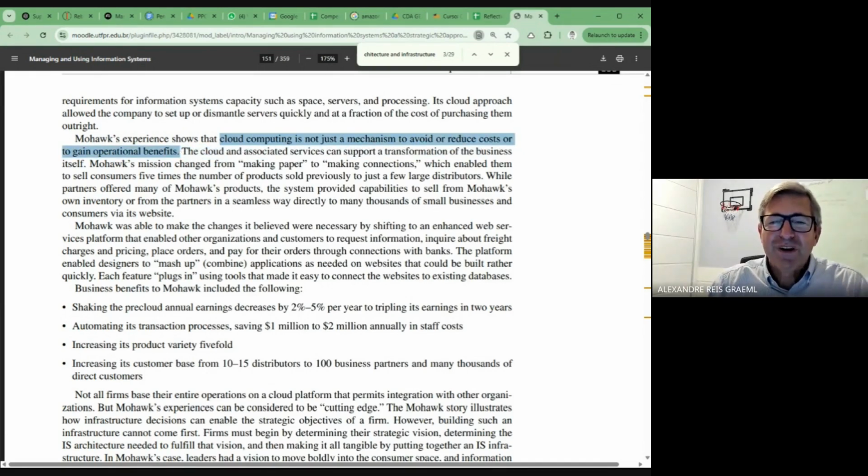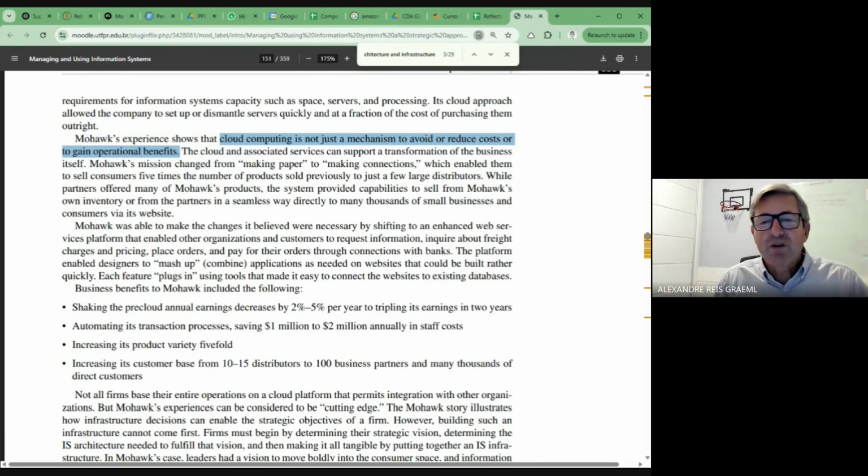If you remember when we discussed strategy a couple of weeks ago, we said that although many times people think of IT as a way of doing the same thing more, or more efficiently, IT can also be a very important strategic tool, allowing us to do different things. And this is basically what Mohawk is doing here, right? They don't want to be just a paper company any longer. They want to do more than that, but they need systems.